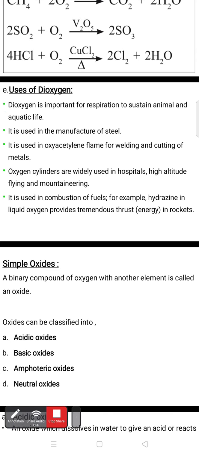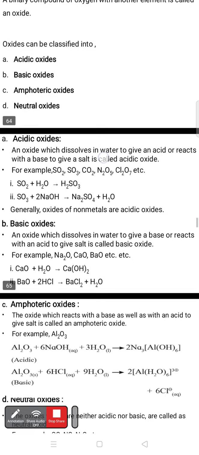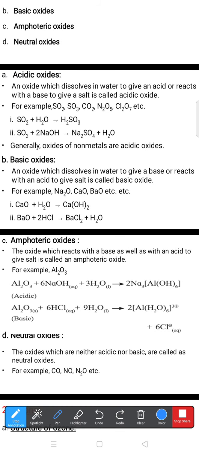Simple oxides. A binary compound of oxygen with another element is called an oxide. Oxides can be classified into acidic oxides, basic oxides, amphoteric oxides, and neutral oxides. So these are the main four types of oxides. One by one we will discuss. First of all, acidic oxides. Acidic oxides are those which dissolve in water to give an acid or react with a base to give salt. Example: sulfur dioxide, sulfur trioxide, carbon dioxide, nitrogen pentoxide, Cl2O7, etc.